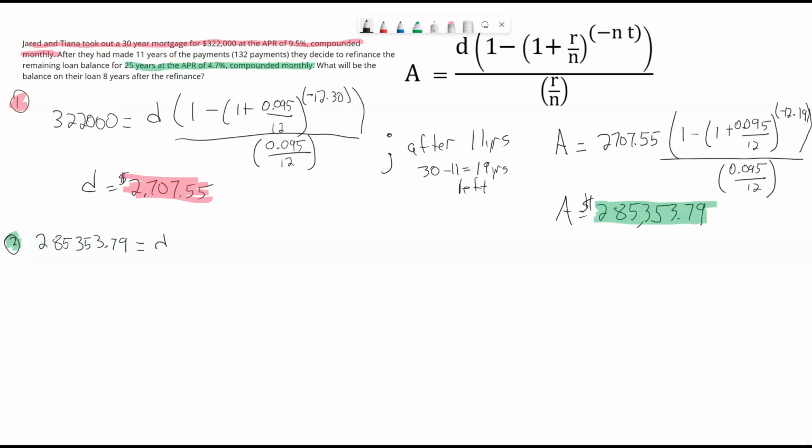We do not know the new monthly payment. We have a new interest rate. This is the reason we're refinancing, to lower our monthly payment. It's still monthly payment, so still 12. And we take out a 25-year loan. So we need to determine the monthly payment for a 25-year loan.